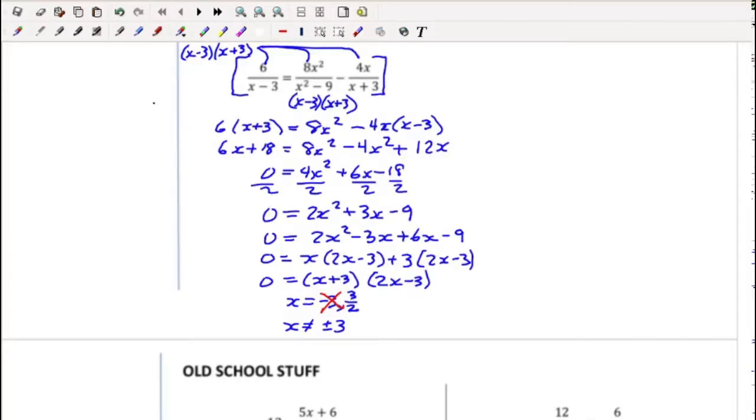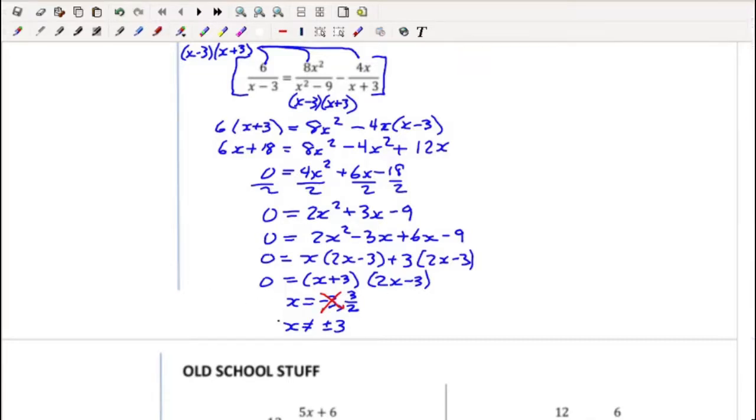Alright, so our least common multiple was x plus 3, x minus 3. So you multiply that to every single term, distribute, collect your like terms. If you want to simplify it by dividing everything by 2, that's a bit easier to factor. And then you should get x plus 3 and 2x minus 3 as your factors, which should give you the solutions of negative 3 and 3 over 2.